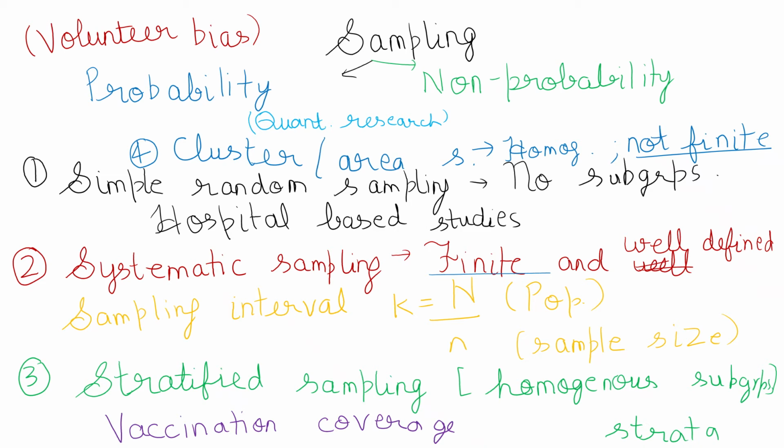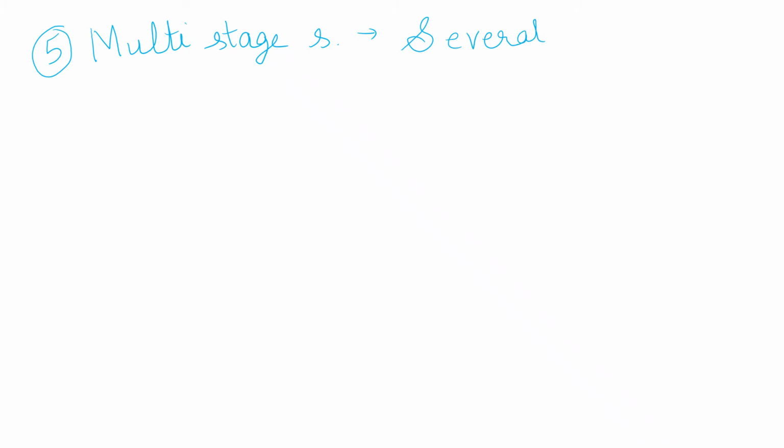Last but not the least, and extremely important, is the last type of sampling, multi-stage sampling. Here we take several chained samples, several statistical units.